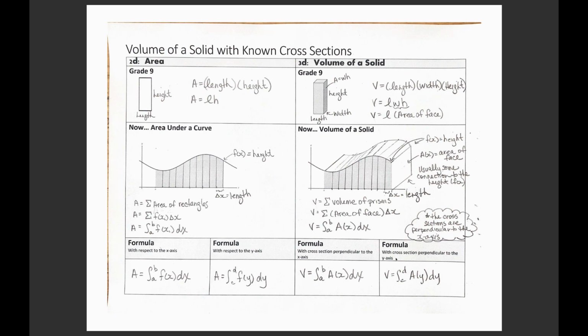So if we want to look at it with reference to y instead of the x-axis, then we just switch up our variables. V is equal to the integral from c to d, because we're looking at c to d values on the y-axis, of A of y dy, the area with respect to y, because our dx's would become dy's when you look at delta y's instead of delta x's. So very similar idea here. You just take this one step further and make it 3-dimensional by taking our function and changing that function into the area of a face of our cross section and then multiplying it by our length in order to get the 3 dimensions.